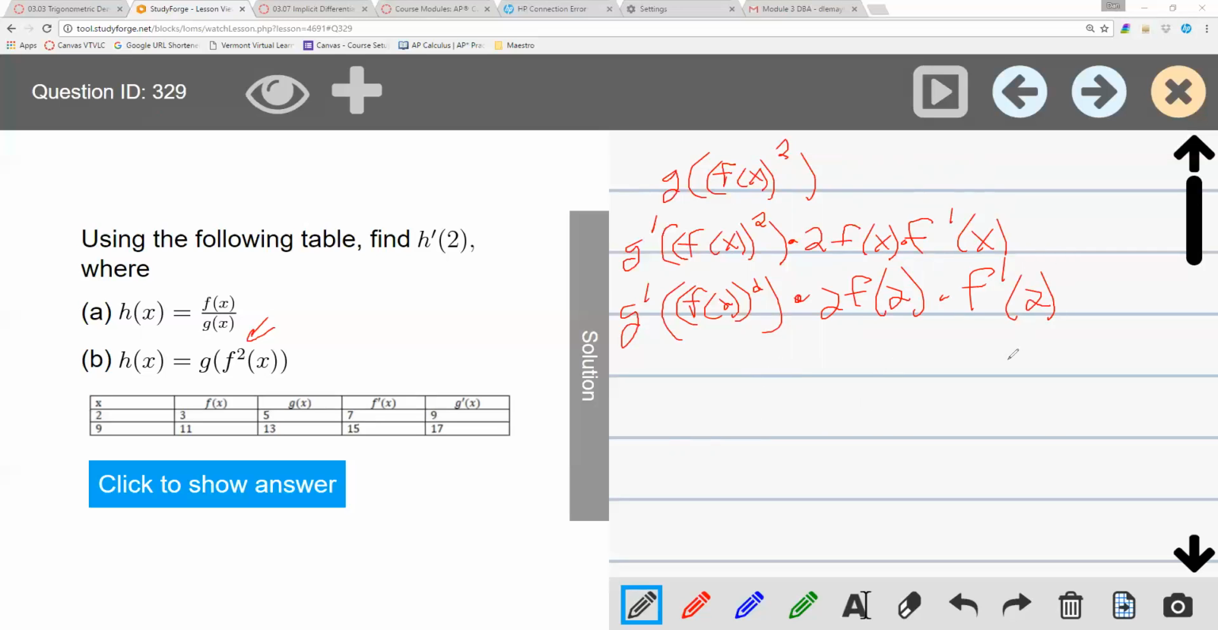So let's start doing some evaluation. Let's see, I'm going to say f prime of 2 was 7. f of 2 was 3, but it's getting multiplied by 2, so that's 6. And then for this one, f of 2 was 3. Then we're going to square that. So then what we're looking at is g prime of 9. And g prime of 9 is 17. So to get that answer, we have to multiply 17 times 6 times 7. Okay, so there we're finding the derivative based on other values.